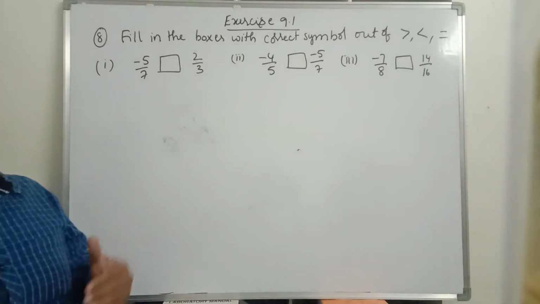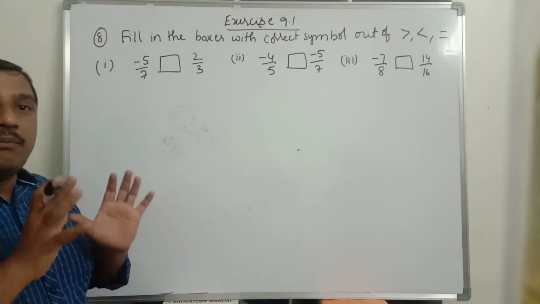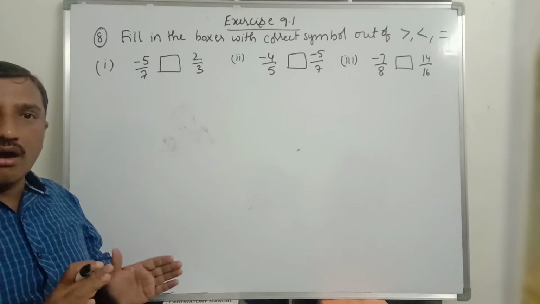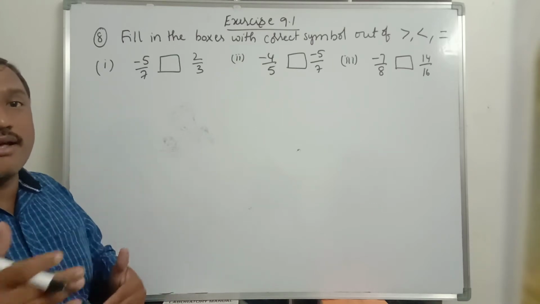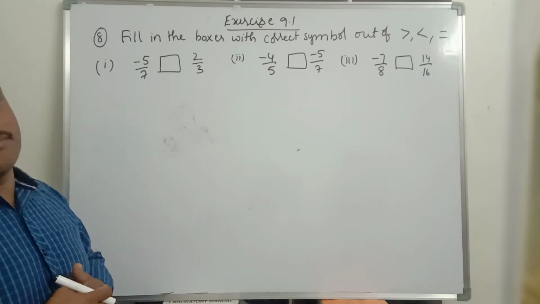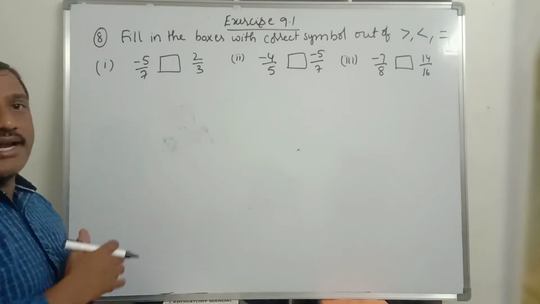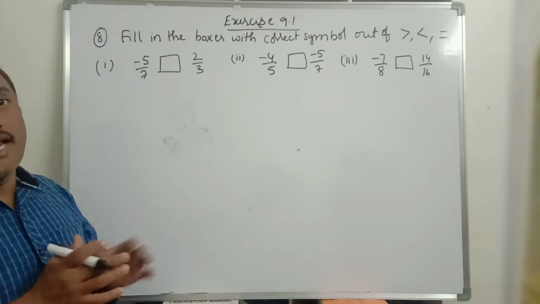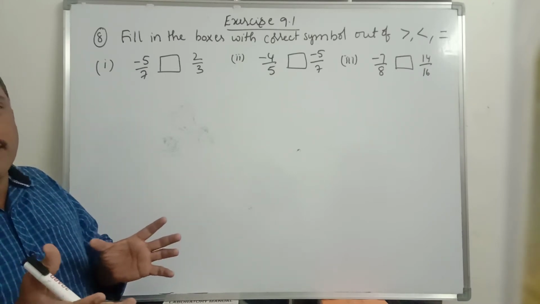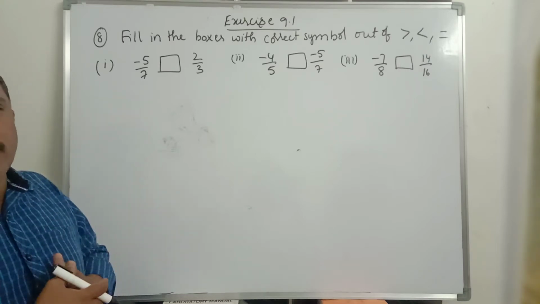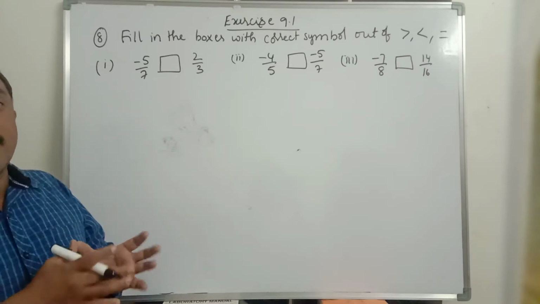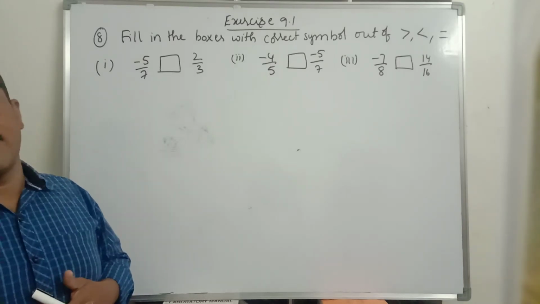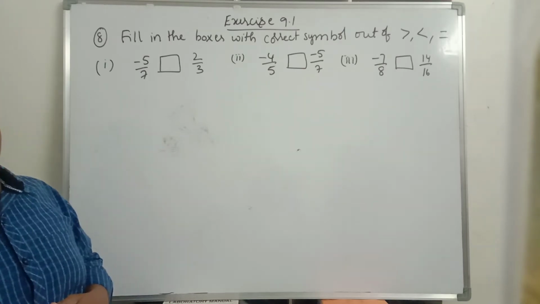What we studied in the comparison of rational numbers: positive rational numbers are always greater than negative rational numbers, or negative rational numbers are less than positive rational numbers. 0 is greater than negative rational numbers and 0 is less than positive rational numbers. Then how do we compare two negative rational numbers, or two positive rational numbers with different denominators or with the same denominators? We discussed this in the previous class. With that knowledge we will solve these questions.